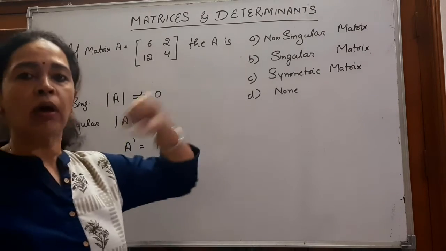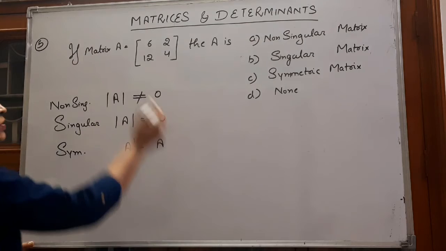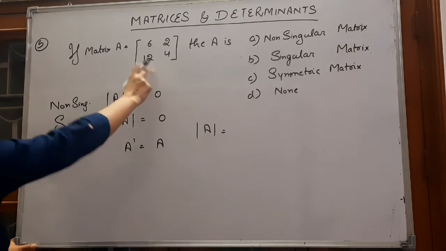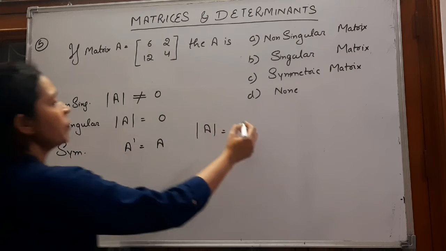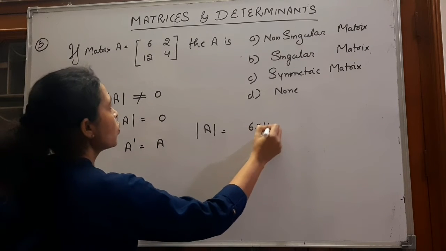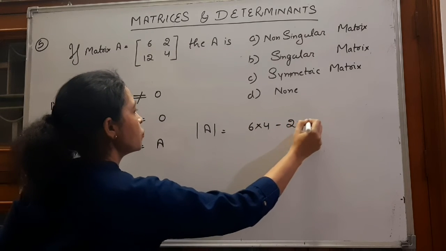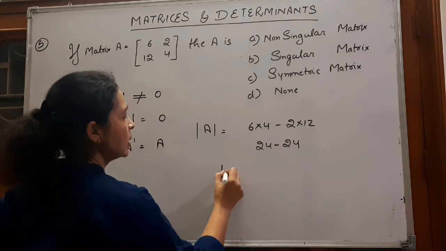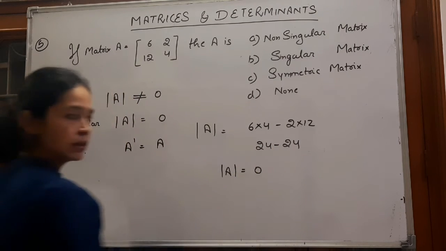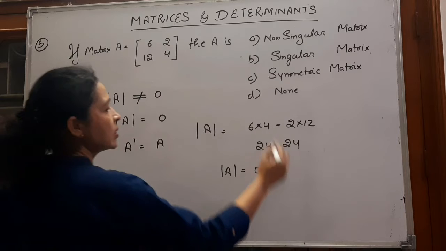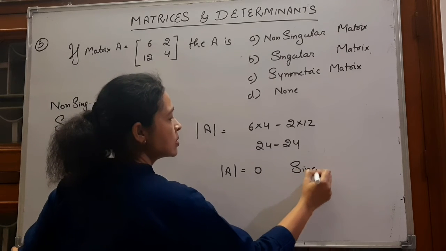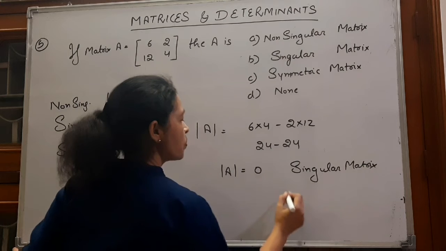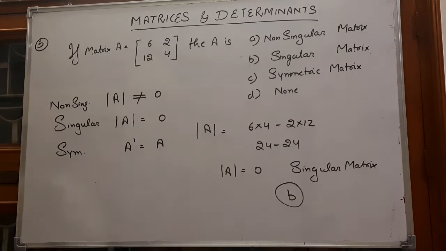We have to check out of these options. Let's first find out the determinant of this matrix. We have 6 into 4 minus 2 into 12. 6 4s are 24 minus 24. The determinant is 0. So, this is a singular matrix. So option B is our correct option.